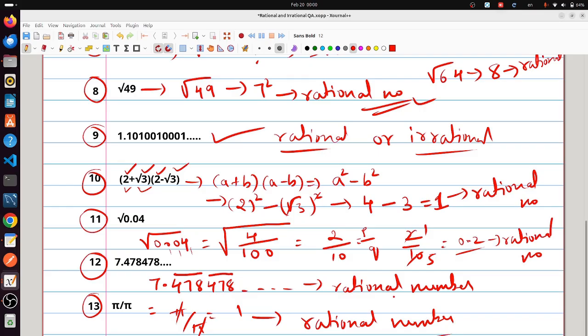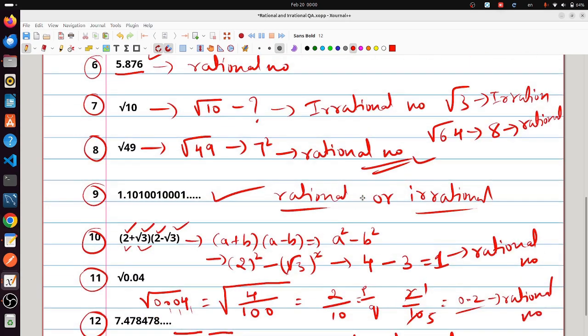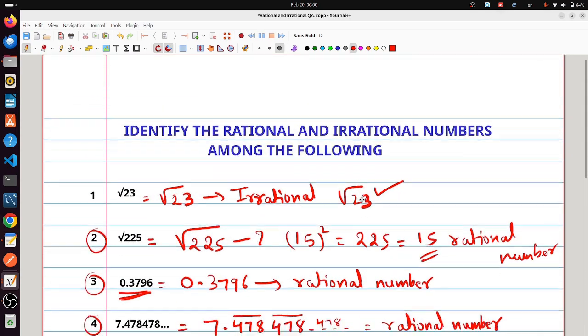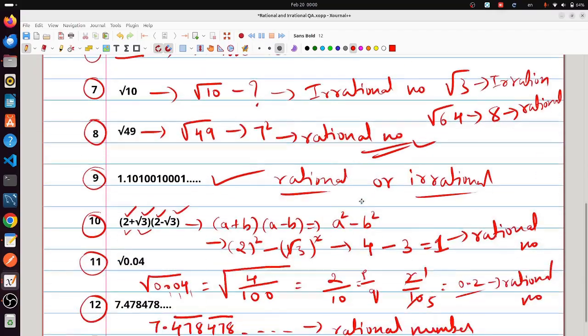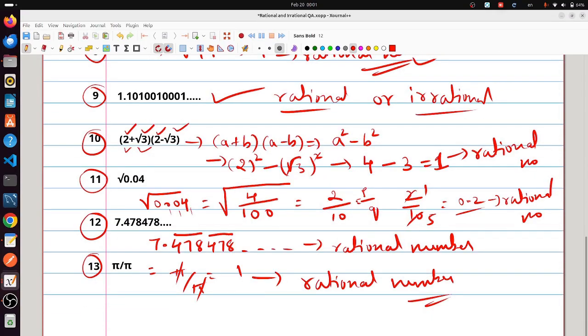So that's it, guys. Today we have discussed these many problems. These are very small problems. You can easily identify the rational and irrational numbers among the following. You can take a few more examples from the internet or somewhere, then you can solve them.